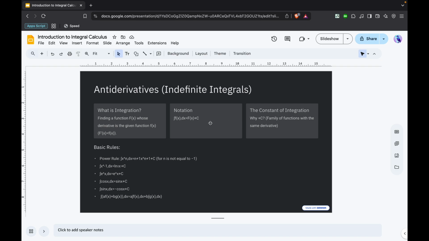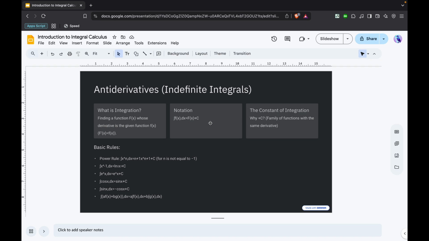Now, if you look, there's a plus c on there, and the reason there's a plus c is because many functions can be differentiated to give the same answer. An example is x squared. The derivative of x squared is 2x, but the derivative of x squared plus 1 is also 2x, x squared plus 3 is also 2x, x squared plus 3,855,000 is also 2x, because when you differentiate a constant, you get 0.